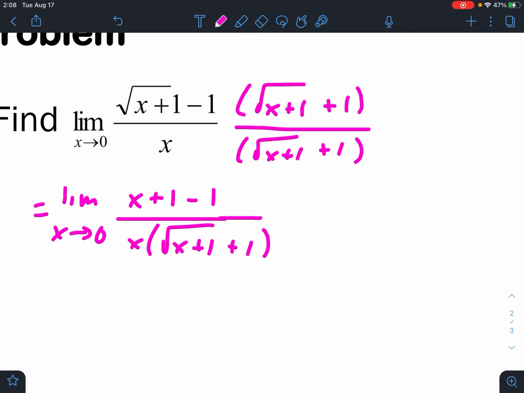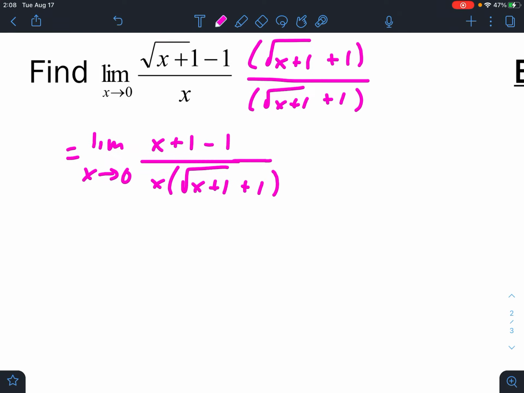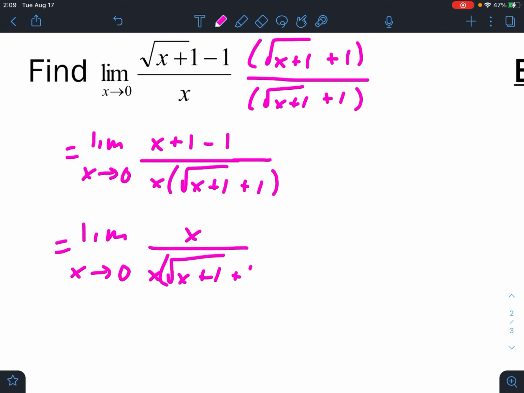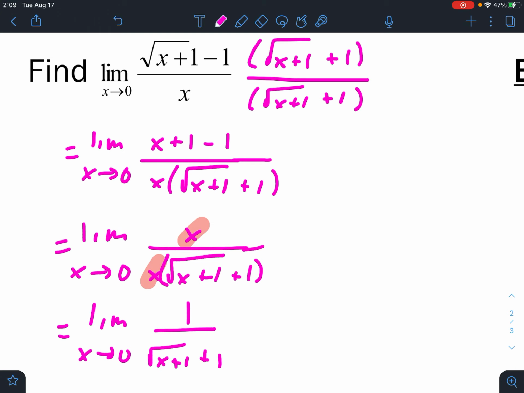Do not distribute the denominator. You'll see why soon. Simplifying the numerator, we just get x over this whole denominator. And that's why you don't want to distribute, because now we can cancel x over x. And that leaves me with limit as x approaches 0 of 1 over (root x plus 1 plus 1).